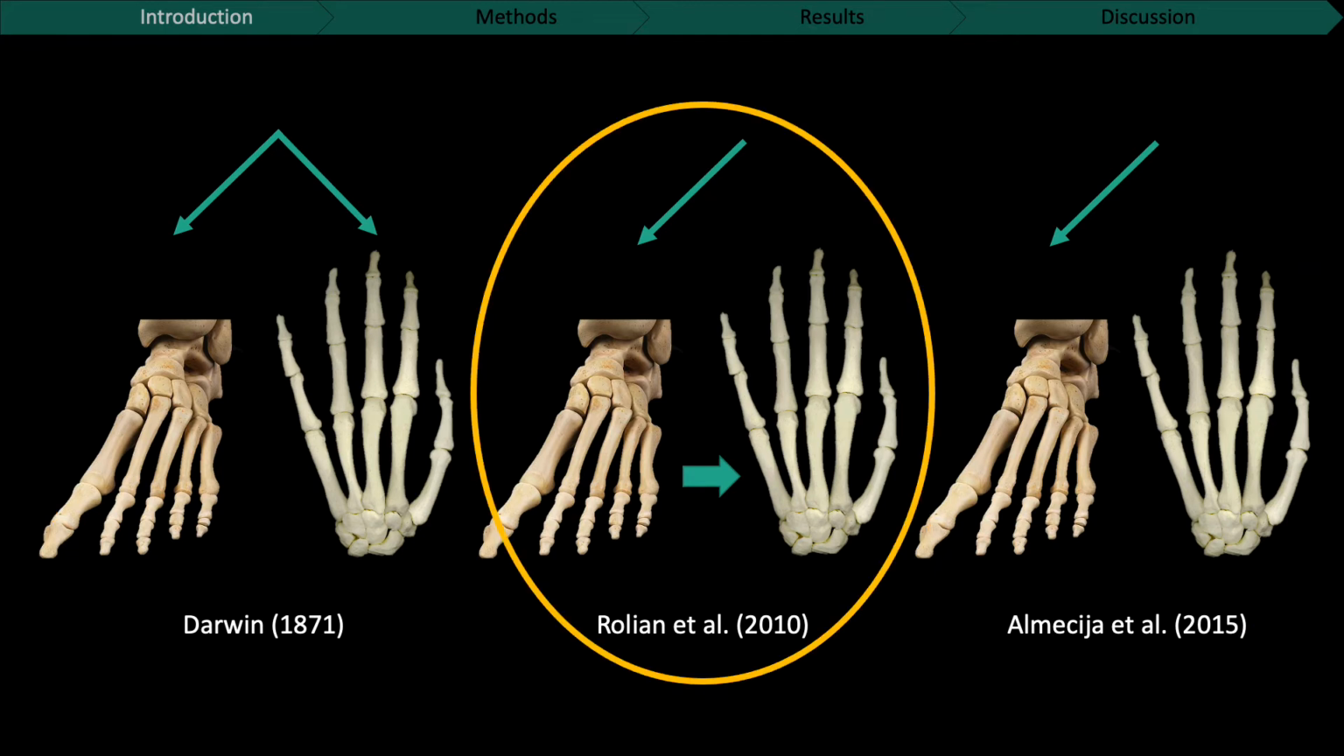If my prediction is not supported, and instead it turns out that Homo has integration levels similar to the other functionally coupled taxa, then the hypothesis of Rolian et al. 2010 is supported.